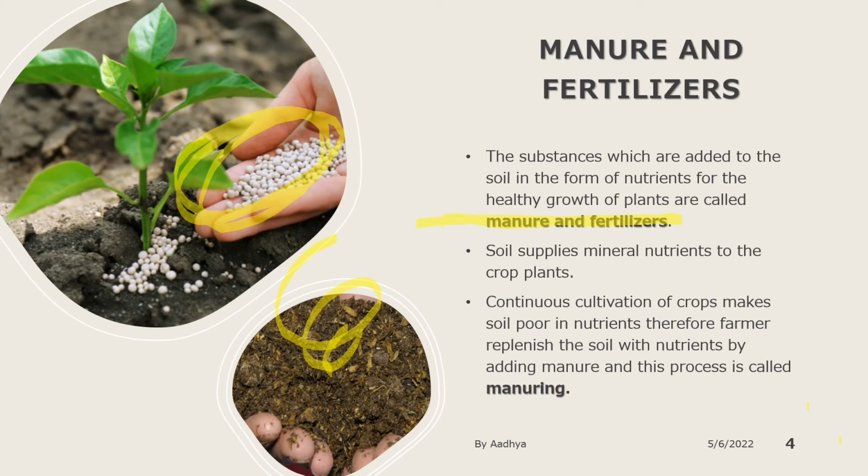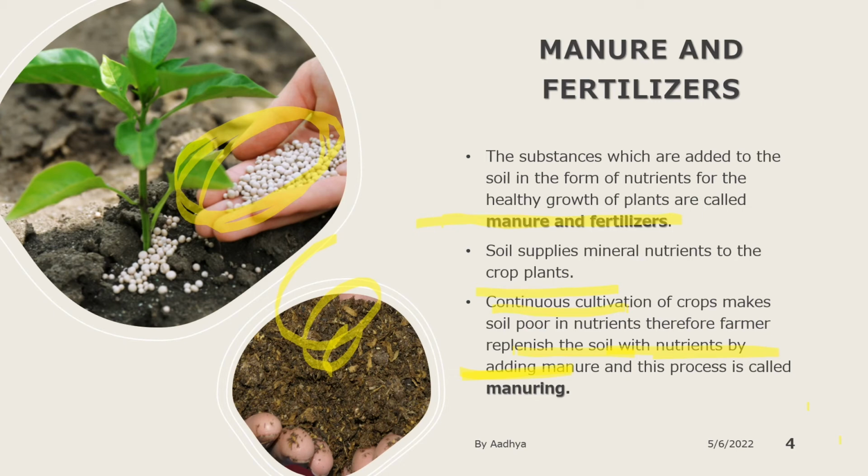Now soil supplies mineral nutrients to the crop plants, right? As we know, the soil supplies nutrients to the crop plants, and only then will they grow, right? Continuous cultivation of crops makes the soil poor in nutrients. Therefore, farmers replenish the soil with nutrients by adding manure, and this process is called manuring. This is also a very important definition.